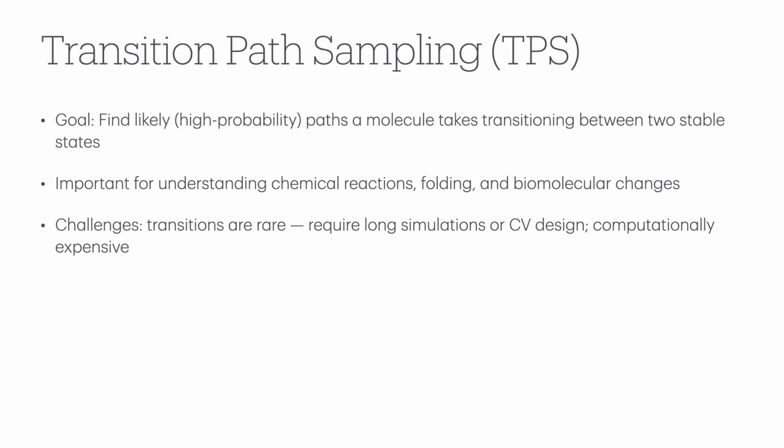Okay, so what is transition path sampling? I know I mentioned this, but the goal is to find likely, meaning high probability, paths a molecule can take when transitioning between two stable states. So this is kind of like if we have a reaction, we have a transition state in the reaction, we have our two stable states, which are like the reactants and the products, right? And we have a transition state. That's exactly what we're doing, transition path sampling.